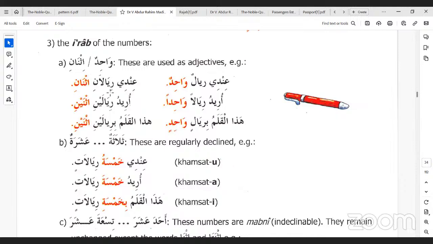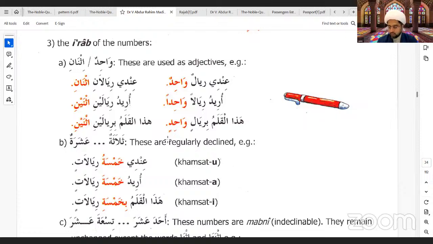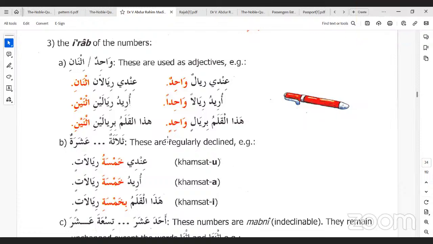Urido realan wahidan. I want 1 real. Urido realani isnani. I want 2 reals. Hazal qalamo bi realin wahidin. I have a pen which costs 1 real. Correct. Haza qalmo bi realini isnani. I have a pen which costs 2 reals.